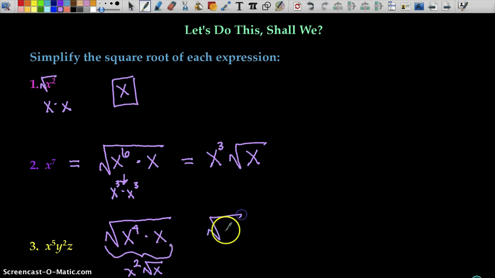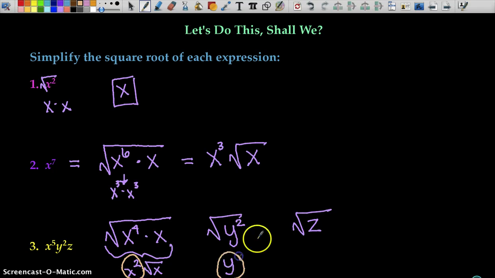Now if I take the square root of y squared, this is an even exponent, so it's a perfect square. It's just y. And then we have the square root of z. Remember, if no exponent is written, it's a 1. 1 is an odd number, so there is no simplified version of this. So look back now at everything that's on the outside of the square root. X squared is on the outside, and y is also on the outside. So in our final answer, x squared times y will be on the outside of the square root.